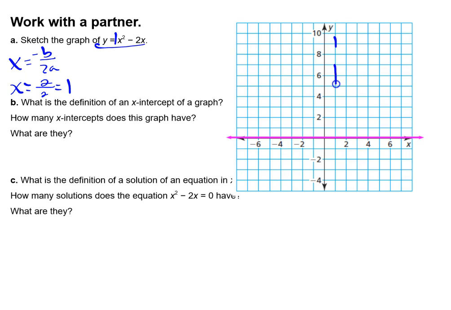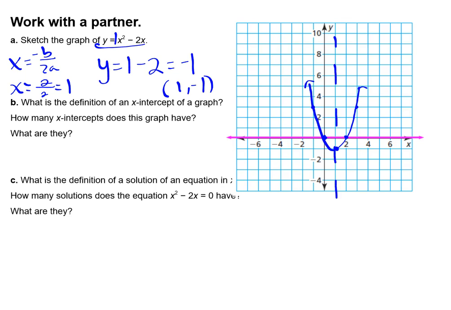So we know that our axis of symmetry is here at x equals 1. And when we plug that 1 in, we get y equals 1 squared is 1, minus 2 times 1 is 2, which is negative 1. So our vertex is at 1, negative 1. Since this graph has the same shape as the parent function, we can go ahead and plot a few more points. And we've got a sketch of our graph of y equals x squared minus 2x.